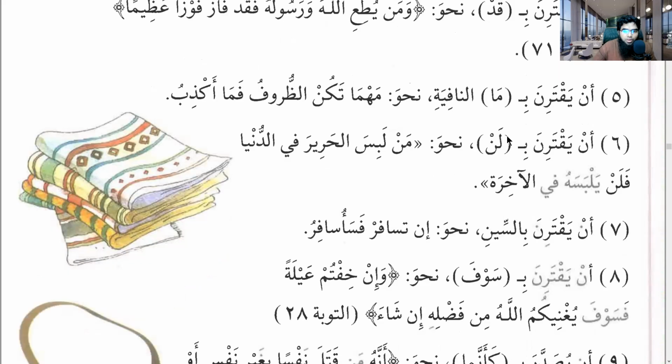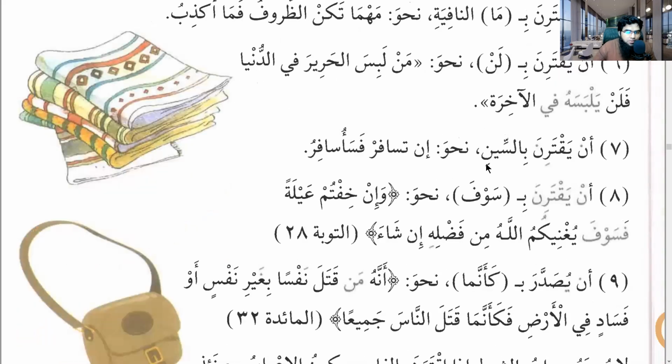Then if you want an yaqtarina bis-seen, if you want to use future tense with seen in tusafir, fasa usafir. I will not say sa usafir, fasa usafiru. And anytime remember, if you bring fa, it acts like a barrier. So you won't make this majzum. No, you leave it like that because this fa is a wall. And this effect will not transfer here. It will not go here. So you cannot say in tusafir, fasa usafir.